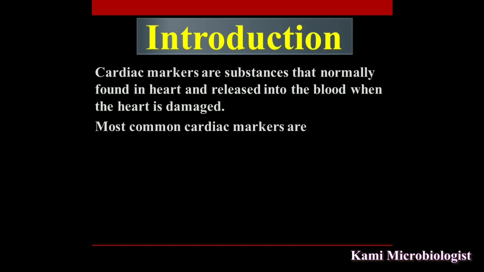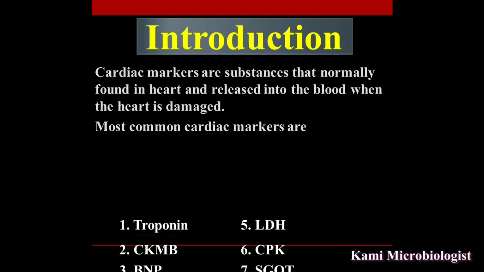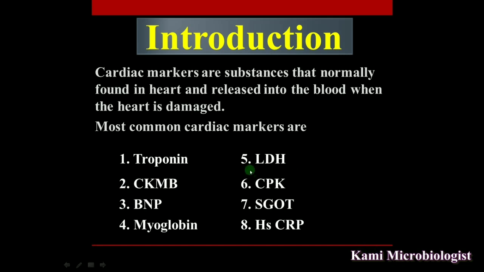These are the most common cardiac markers that the doctor recommends. There are almost 8 cardiac markers, but the most common one the doctor recommends is the troponin blood test. Next he recommends CKMB, then BNP, myoglobin, LDH and CPK. These are all cardiac markers. SGOT is a liver enzyme, but it is also involved in the heart muscle. HSCRP is also related to the liver, but it is also involved in the heart muscle. That's why I mentioned these two as well in the cardiac markers.